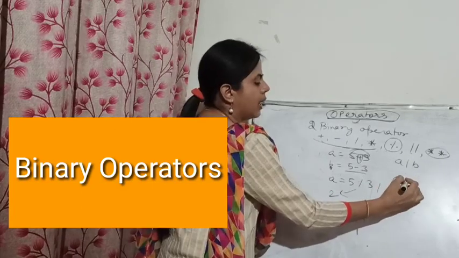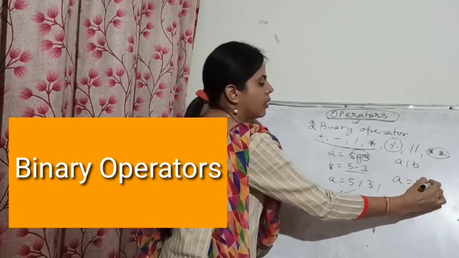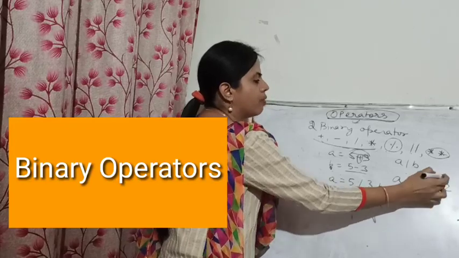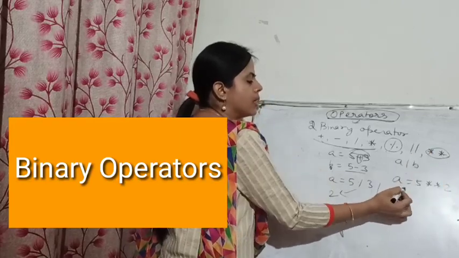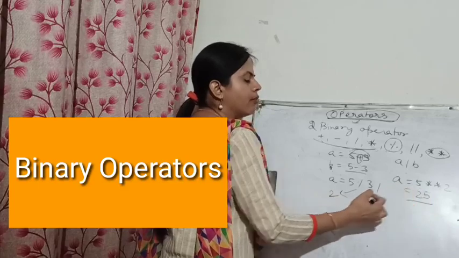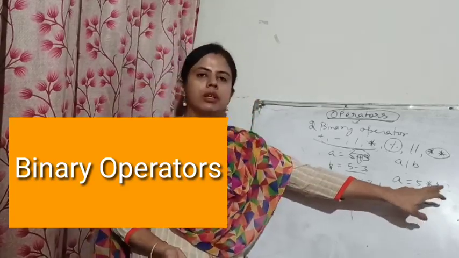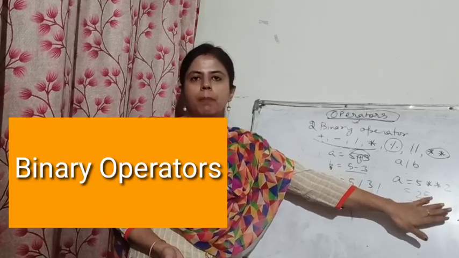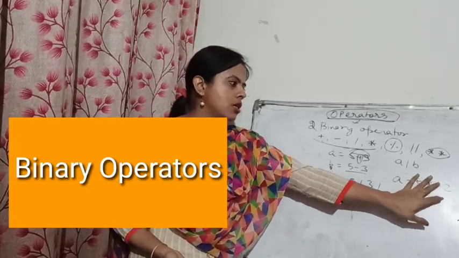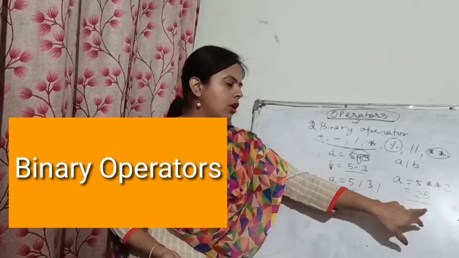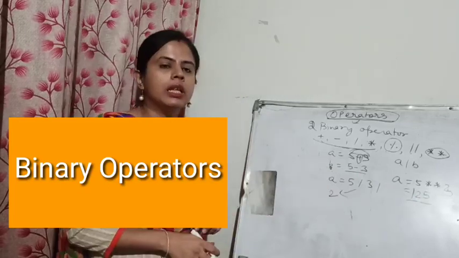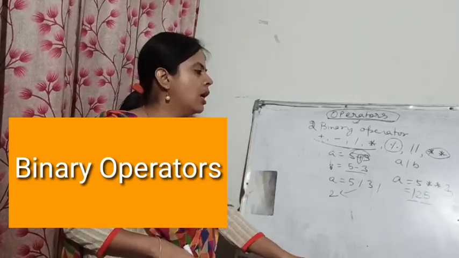Now I have written a is equal to 5 exponent 2. It gives the power to the base. So the answer will be 25. So this exponent operator works as a power of the base. So this is used for finding out the power of any number. This is how these operators work.